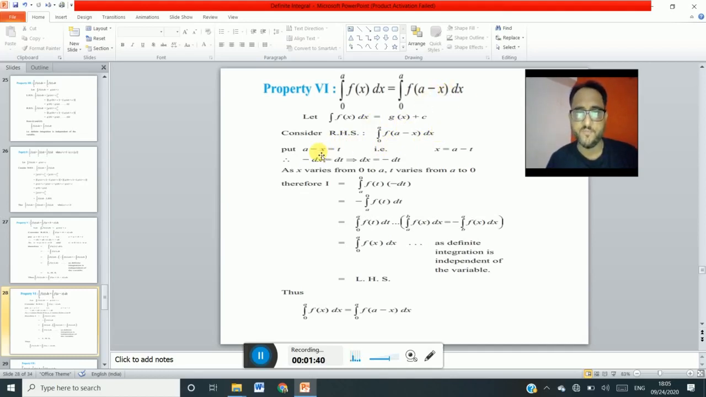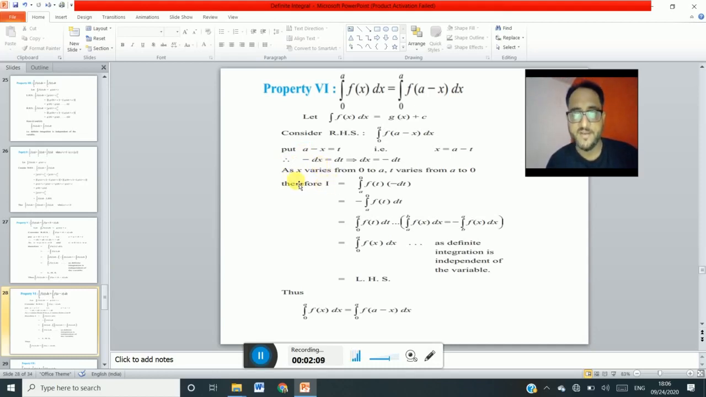Okay, then put a minus x equals t. We have to put this here, and therefore from this x equals a minus t, and the minus dx is dt. That is, dx equals minus dt, right? Because the derivative of x is dx and of t is dt. The negative sign is because a is a constant and the derivative of a is 0, so 0 minus dx means minus dx.